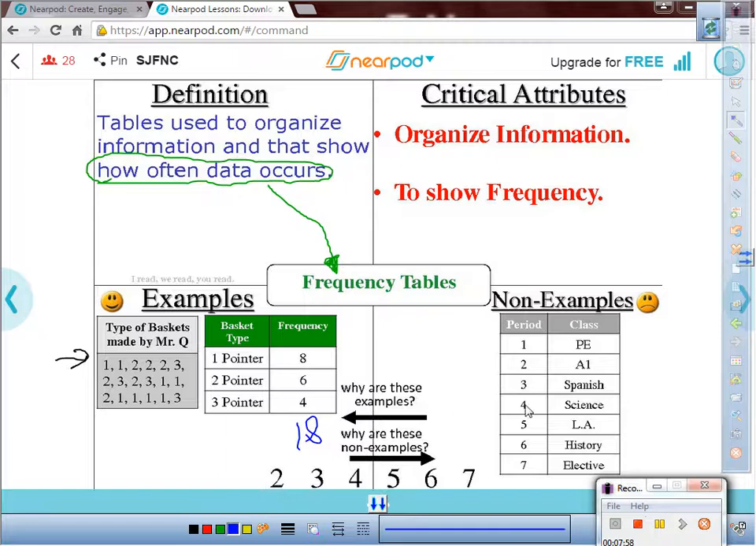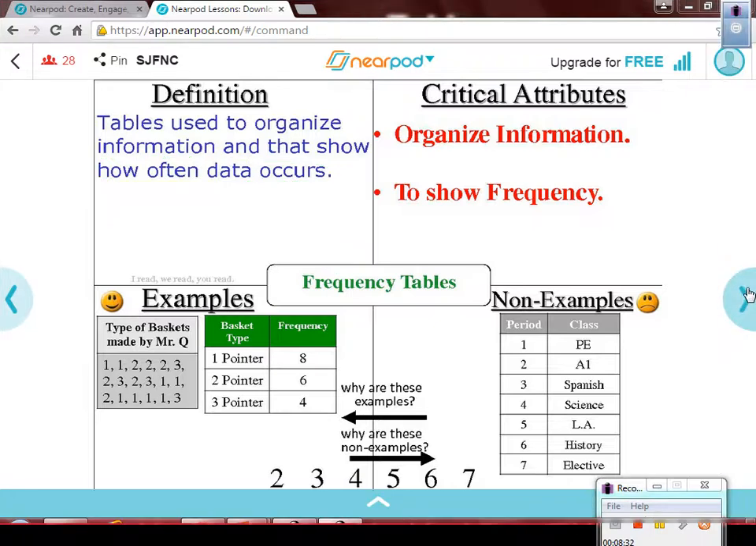Okay? So let's look at the non-example. Look up. A non-example is just a list of items. Does it tell us the frequency? No, it's just a list of items. So what's the difference between a frequency table and a non-example? The frequency table tells us how many times something happened or how often it happened. Are we there? So that's why we organize information. Did we organize it? Yes. And does it show the frequency? Yes. Are we there?